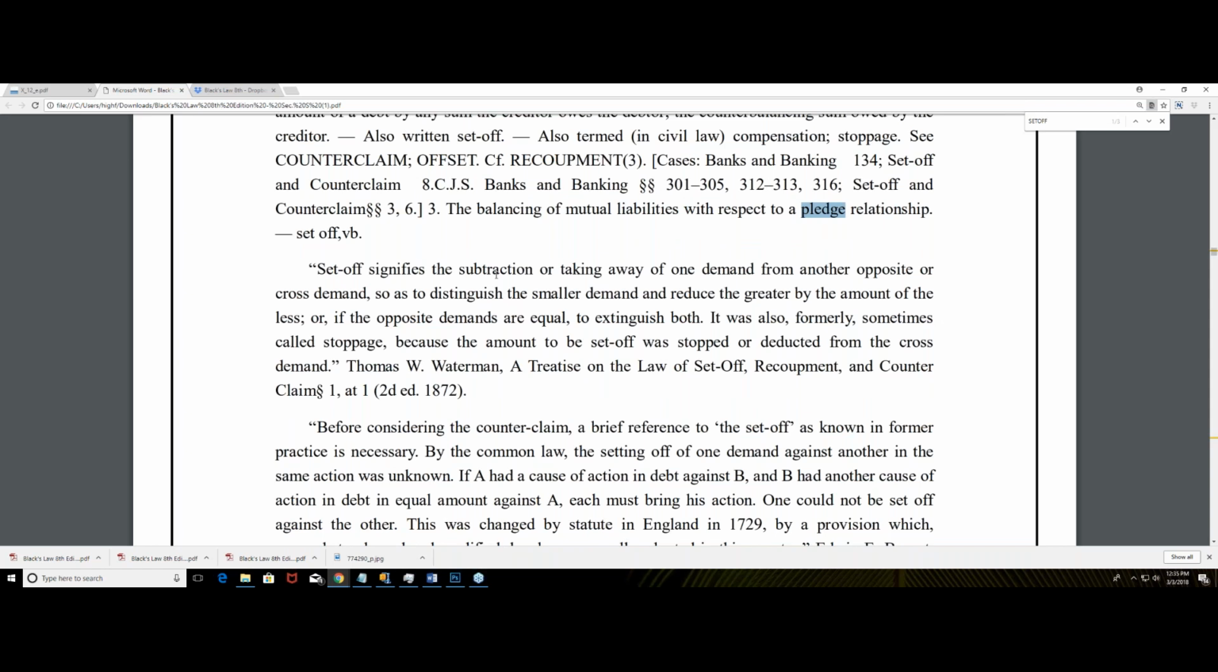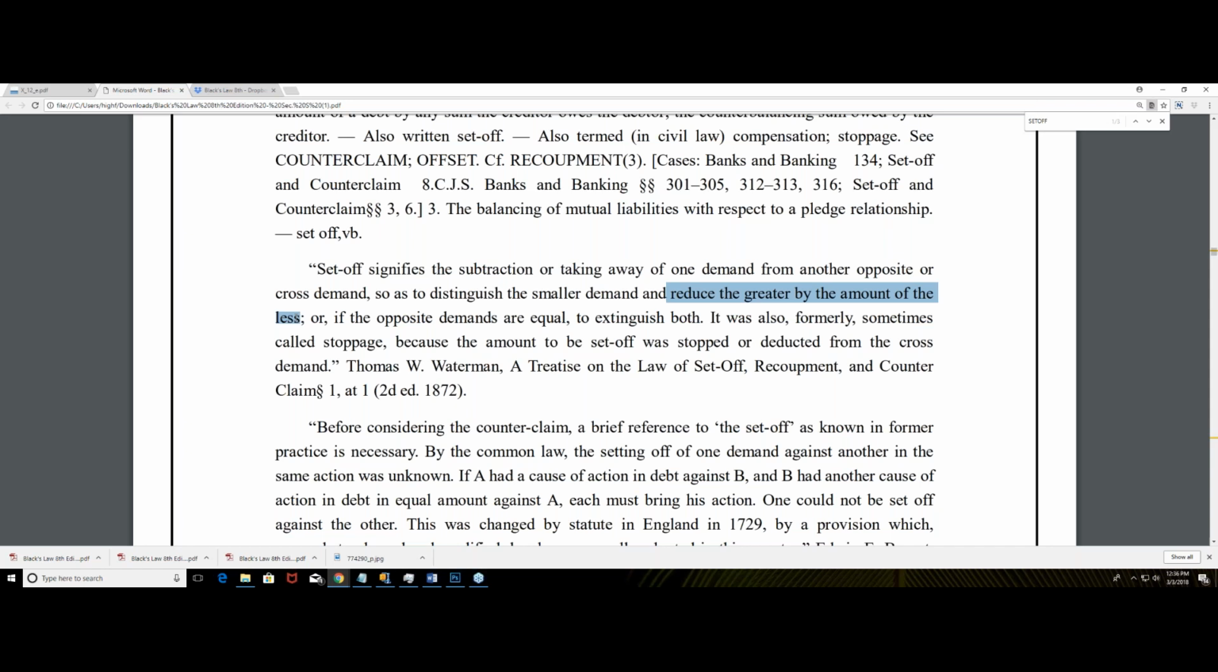Set off signifies the subtraction or taking away of one demand from another opposite or cross demand so as to extinguish the smaller demand and reduce the greater by the amount of the lesser. What did it say? Reduce the greater by the amount of the lesser. This is also the reason why you file your UCC-3s, because you are reducing your credit every time you utilize it. That has to be documented, and you need to keep track of that.